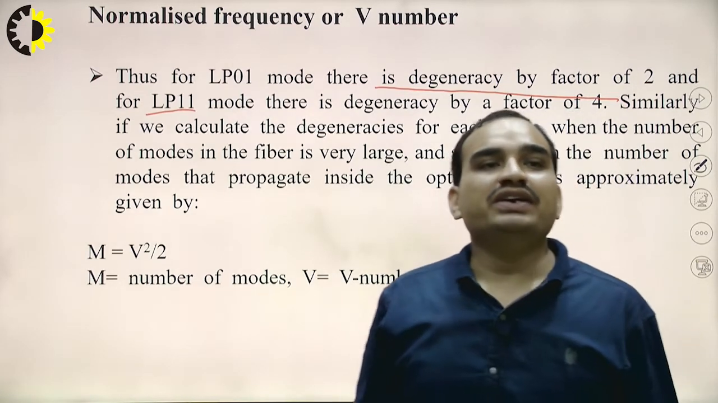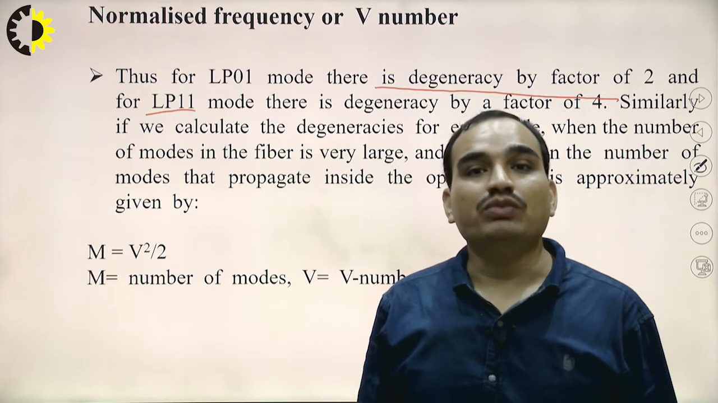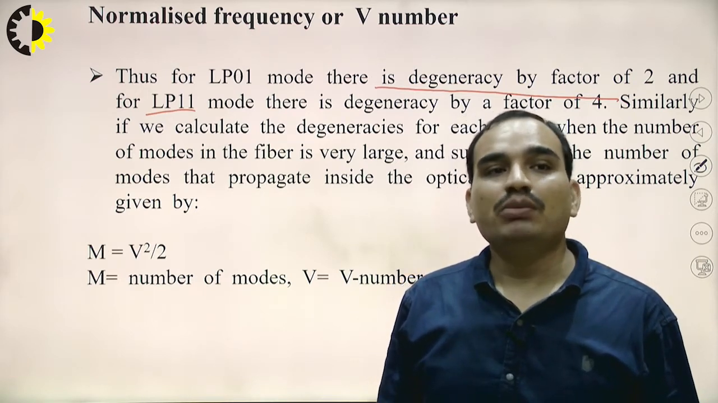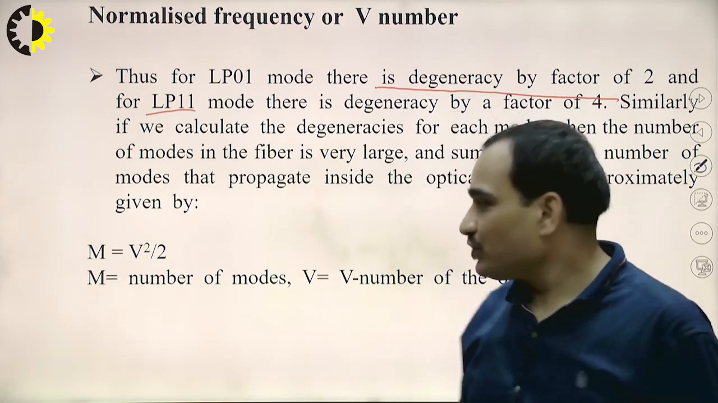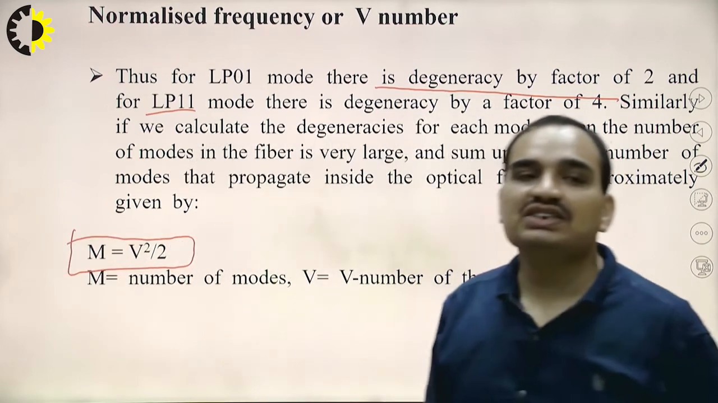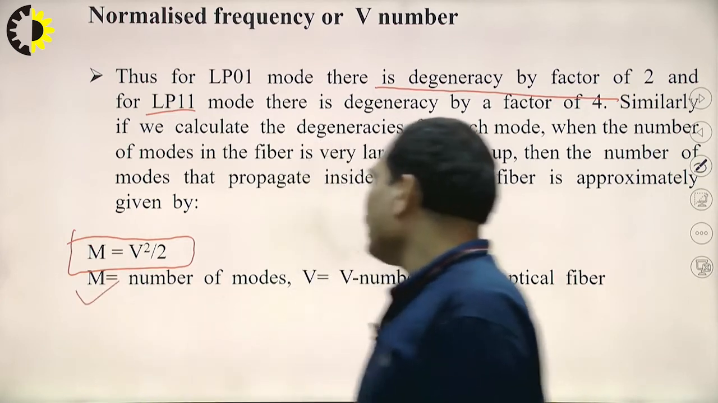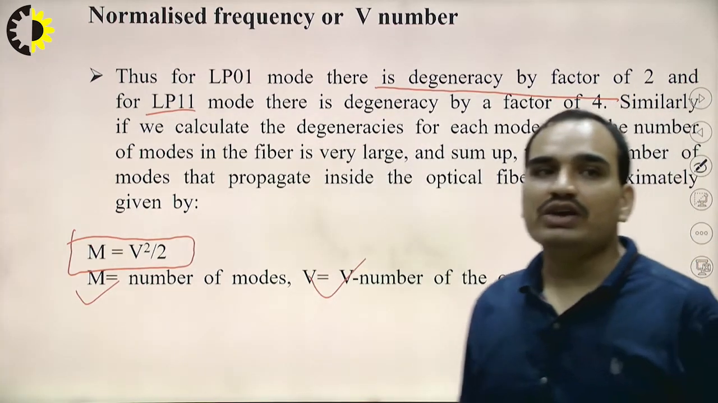Similarly, if we calculate the degeneracies of each mode when the number of modes in the fiber is very large, and sum up the number of modes that propagate inside the fiber, the number of modes supported by the fiber is approximately given by M equals V squared by 2, where capital M is the number of modes and V is the V number of the optical fiber.